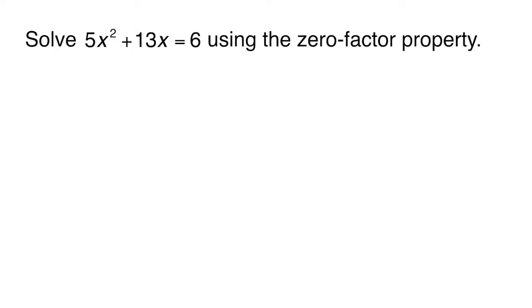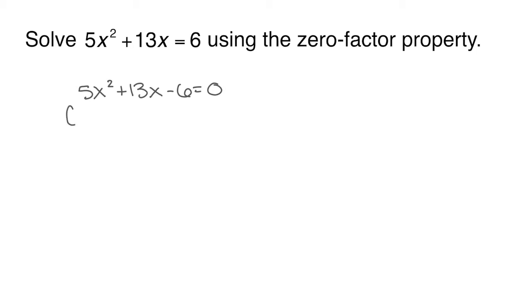Solve 5x squared plus 13x equals 6 using the zero factor property. To use the zero factor property, we first need this equation in standard form. So we'll subtract 6 from both sides of the equation to get 5x squared plus 13x minus 6 is equal to 0. Now we need to factor the trinomial that's on the left side.